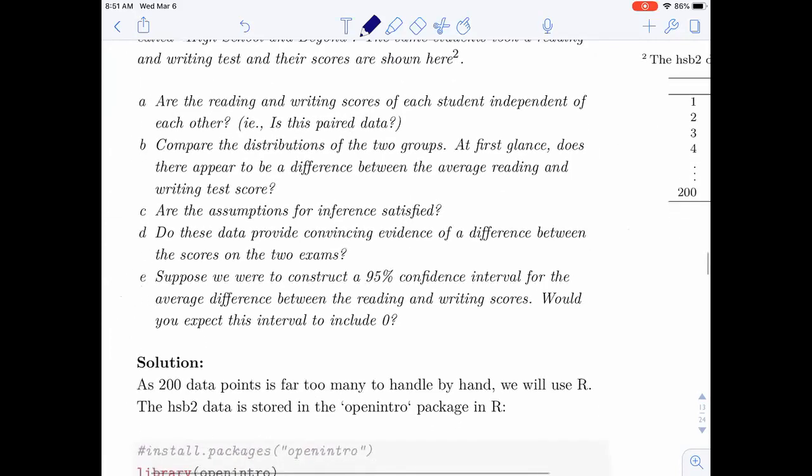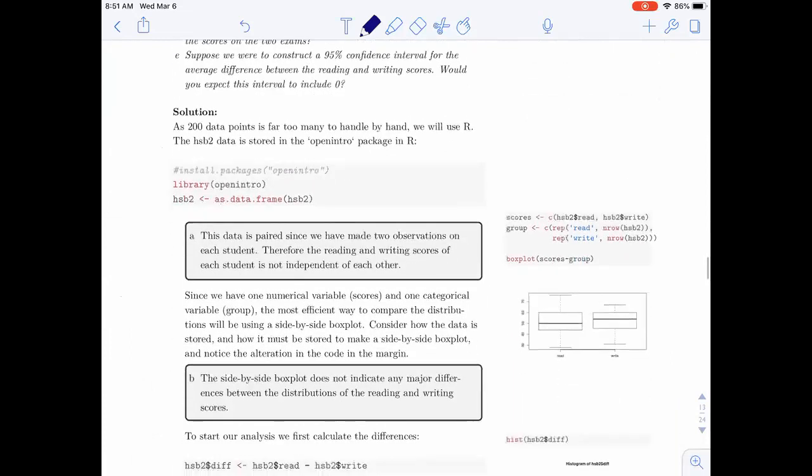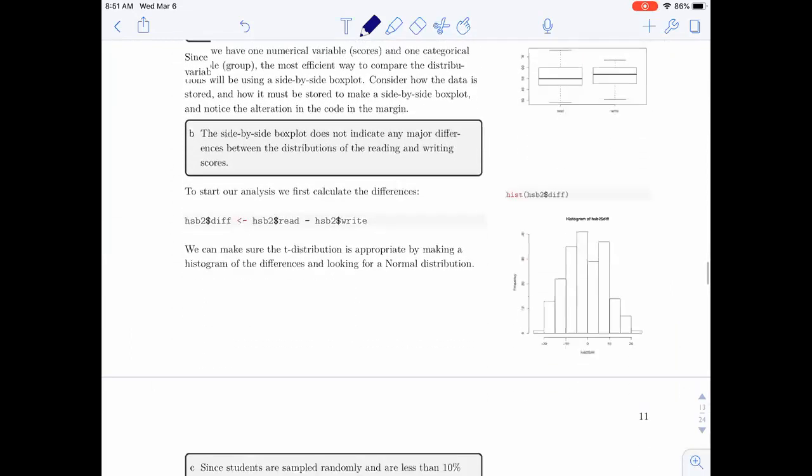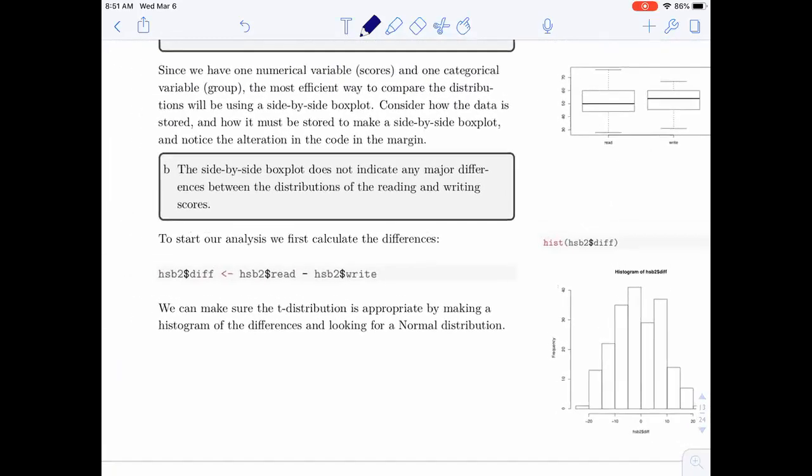Are the assumptions for inference satisfied? Really went above and beyond on this one. So what I did, because there's 200 data points, I'm not going to do that by hand. So I calculated the differences, just took the reading minus the writing score.